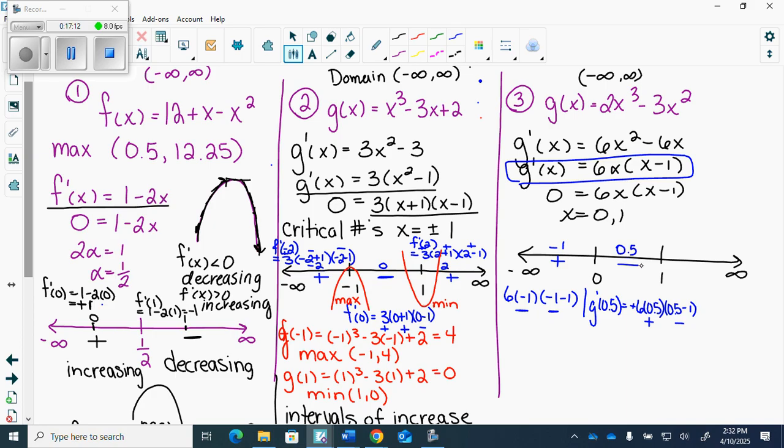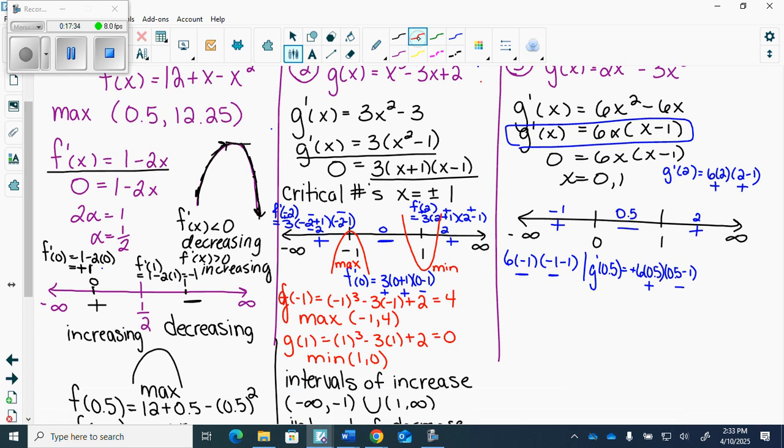So anything between 0 and 1 should result in a negative answer because it's decreasing, so negative tangents would be found there, correct? And then greater than 1, g prime of 2, let's say, I would get 6 times 2, which is positive, and then 2 minus 1 is positive. Positive times positive is positive. So I know that when I go from increasing to decreasing, I get a max. And when I go from decreasing to increasing, I get a min.